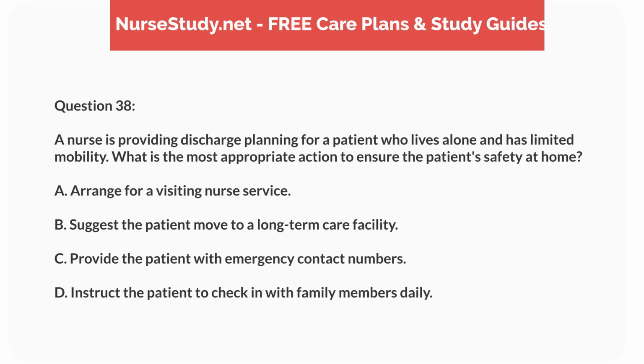A nurse is providing discharge planning for a patient who lives alone and has limited mobility. What is the most appropriate action to ensure the patient's safety at home? A. Arrange for a visiting nurse service. B. Suggest the patient move to a long-term care facility. C. Provide the patient with emergency contact numbers. D. Instruct the patient to check in with family members daily.